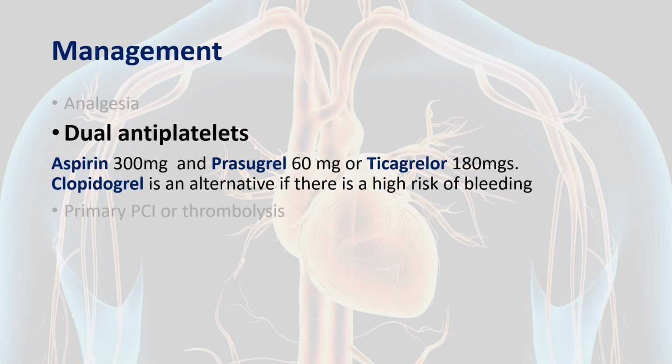All patients should receive dual antiplatelet therapy, which include aspirin 300 mg and prasugrel 60 mg or ticagrelor 180 mg oral. Clopidogrel is an alternative if there is high risk of bleeding.